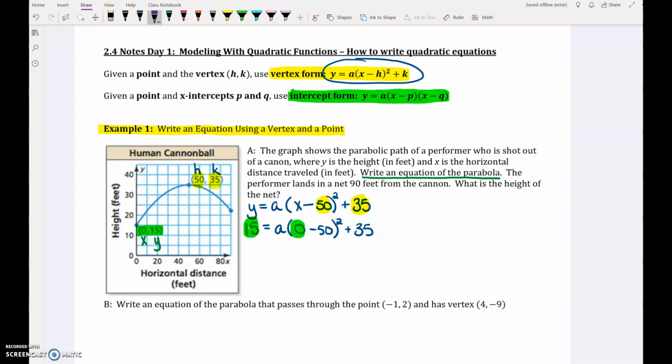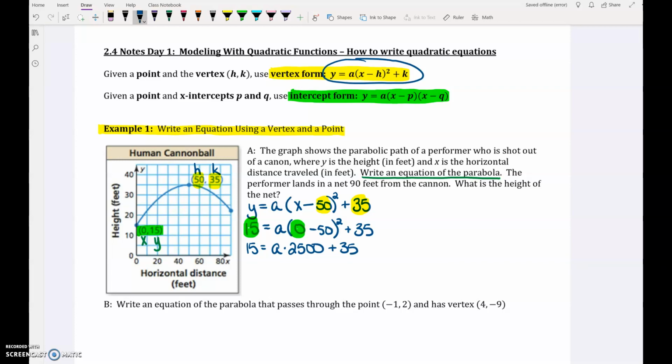Now the only thing that we don't know is a, so we can do some of this math and solve this equation and figure out what a is. So in the parentheses, 0 minus 50 is negative 50. Negative 50 squared is 2,500. Plus 35.